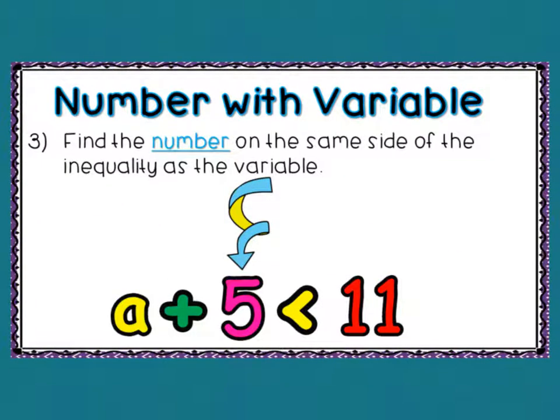Okay, so whatever number's with the variable, you find the side. Now this time it's not the side of the equal sign. We're looking for the side of the inequality that is with the variable. So the number that's with the variable on this one is 5 because the variable is a. You see over here the 11's kind of chilling out by itself, so that's cool. He's fine.